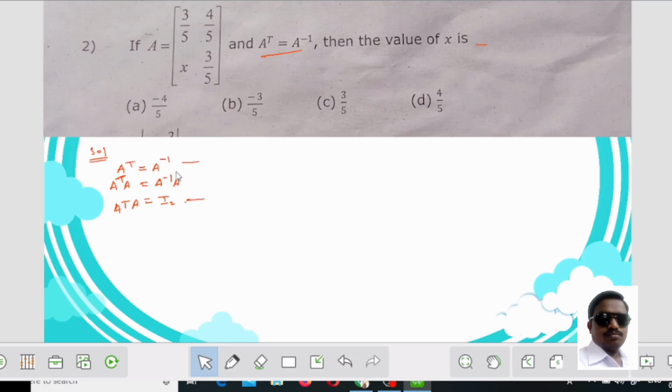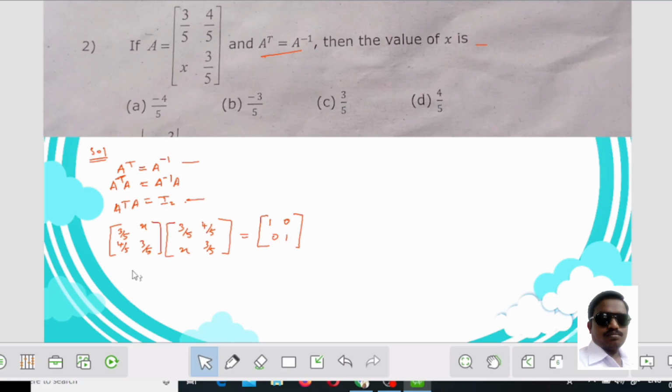So now you substitute the matrix A here. The first matrix is A transpose, so you directly write the transpose by converting row into column. A transpose is what? 3 by 5, 4 by 5, and you convert this row into column, x, 3 by 5. This is matrix A transpose. And A, you write directly here: 3 by 5, 4 by 5, x, 3 by 5. You multiply these two matrices and equate it to the unit matrix I2, 1 0 0 1.